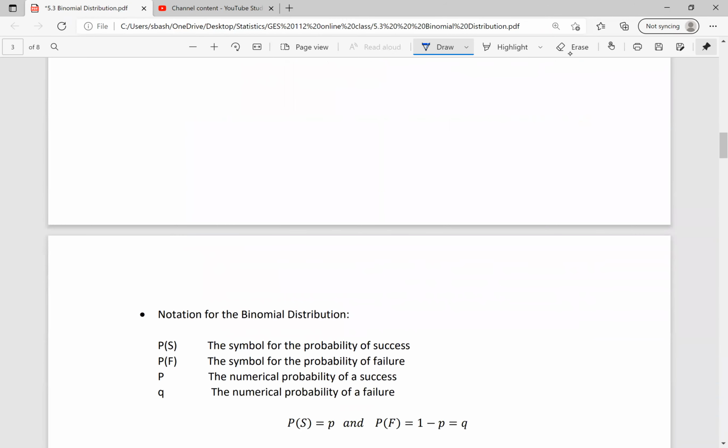The notation for the binomial experiment is given by capital P of S. This will be the symbol for the probability of success. P of F is the symbol for the probability of failure. Small p is the numerical probability of success, and q is the numerical probability of failure. So P of S is equal to small p, and P of F is equal to 1 minus p, that will be q.